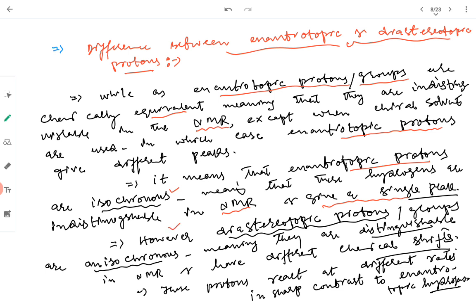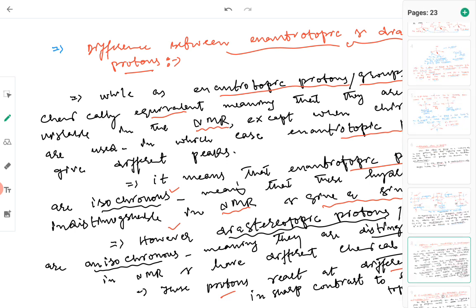However, diastereotopic protons or groups are anisochronous, meaning that they are distinguishable in NMR and have different chemical shifts, and these protons react at different rates. Diastereotopic protons react at different rates, while enantiotopic protons react at the same rate, except if you are using a chiral reagent. If you are using a chiral reagent, then even enantiotopic protons or groups react at different rates.